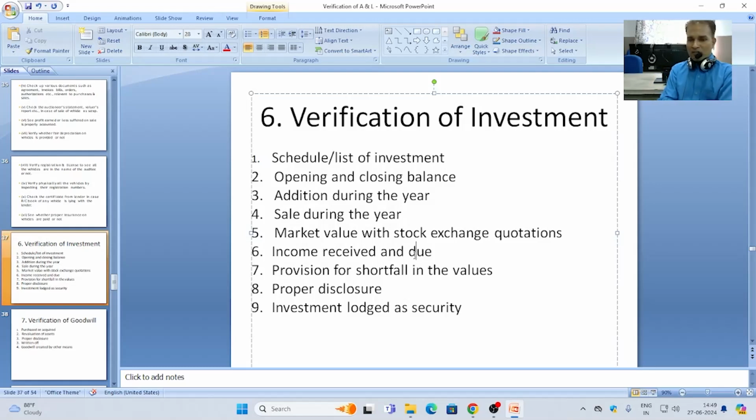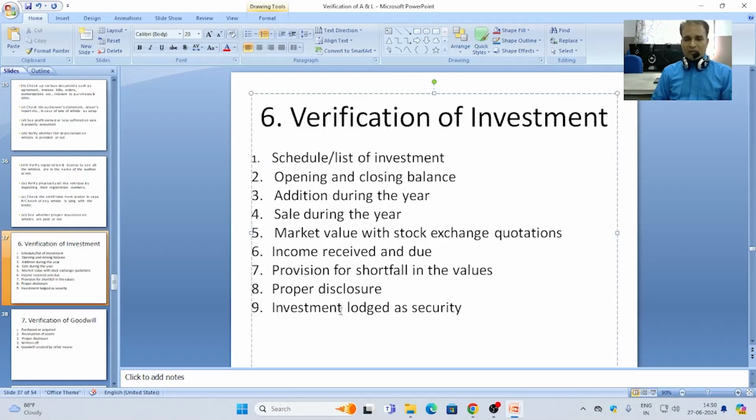Next is provision for shortfall in the values. If there is any shortfall in the value of investment, then proper provision should be made by the client in their books of accounts. Next is proper disclosure. It will be seen by the auditor that proper disclosure of investment regarding the applicable laws is there.